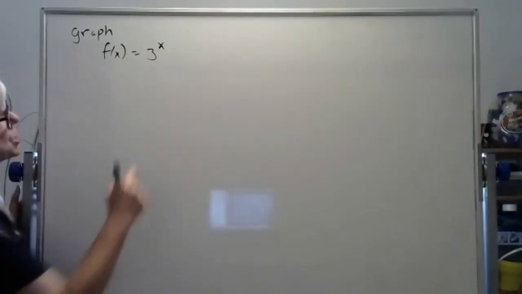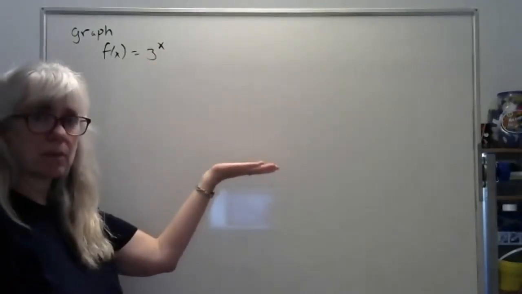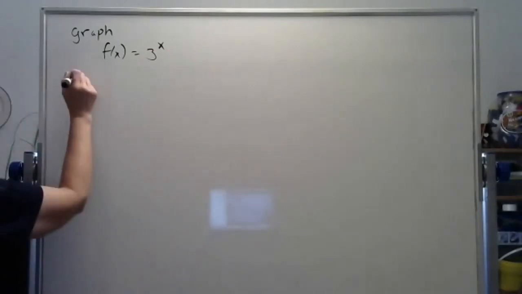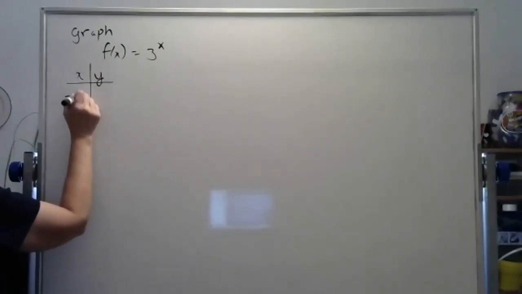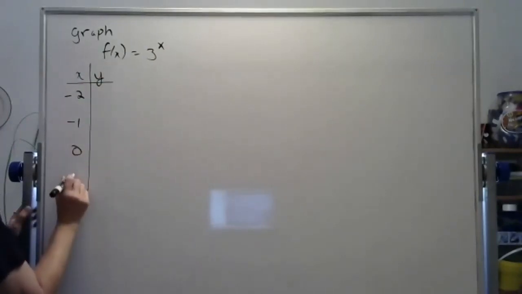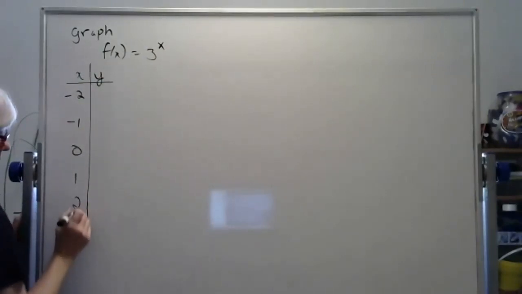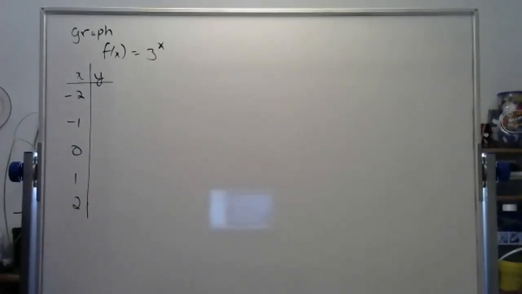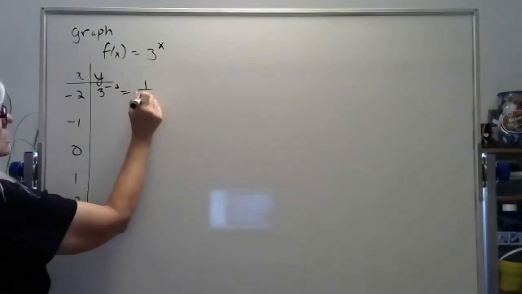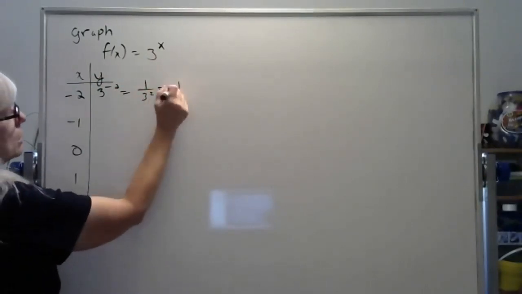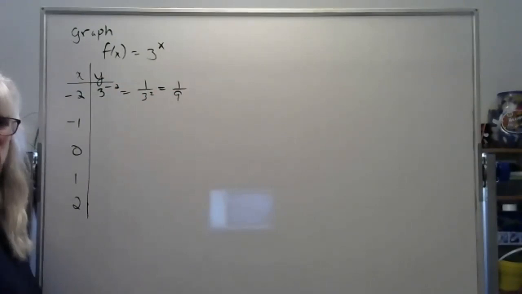So in other words, what does changing the base do to the shape of that picture? We're going to actually plug in the same x and y values. So we're going to use -2, -1, 0, 1, and 2. Okay, so starting off with 3 to the -2, that would be the same thing as (1/3) squared, which would be 1/9, so fairly tiny.